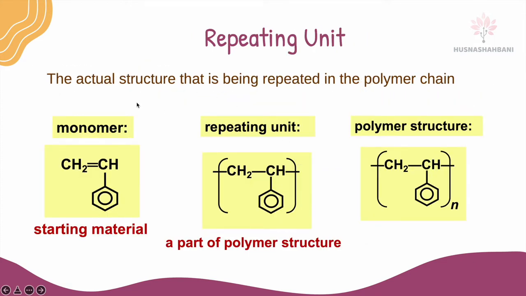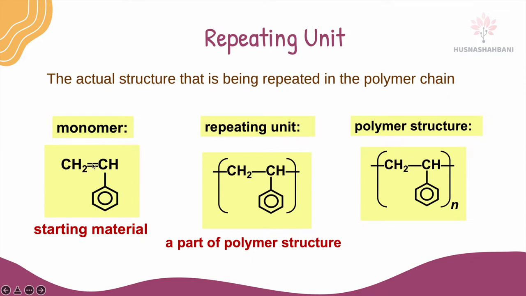It will form a new carbon-carbon single bond. Repeating unit: the actual structure that is being repeated in the polymer chain. For example, this alkene monomer is the starting material, the compound. Repeating unit is one monomer, but it's already in the polymer form, and you only show a part of the polymer. Repeating unit must be in polymer structure, but only show a part. That is the difference between monomer and repeating unit. Monomer is just one molecule. Repeating unit is polymer structure, but only one part.